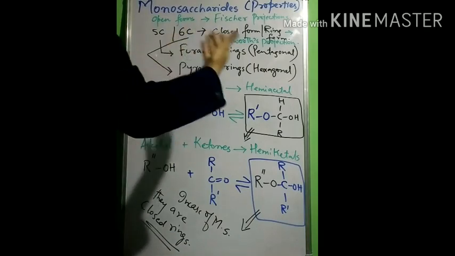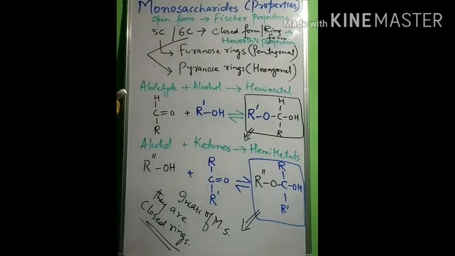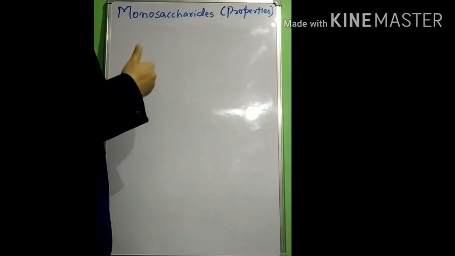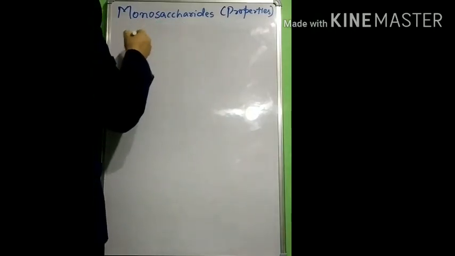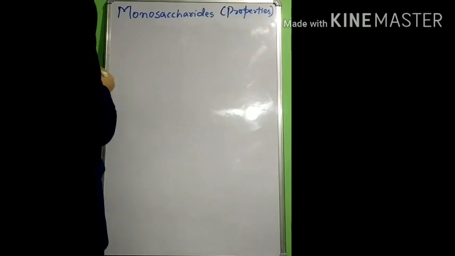I will show you an example of a Haworth projection now. For reference, I'll be taking an example of a pentose. So over here, I'll be drawing a pentose.